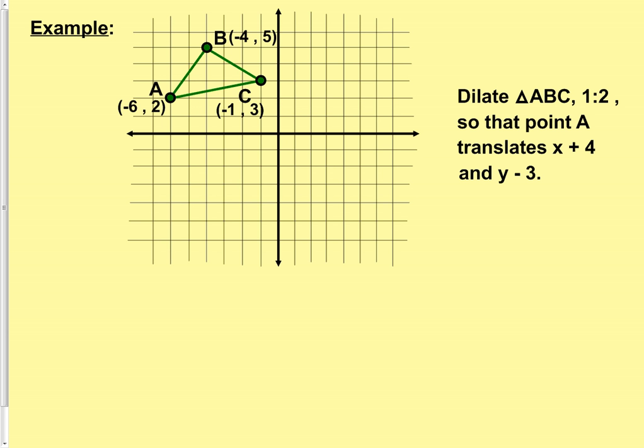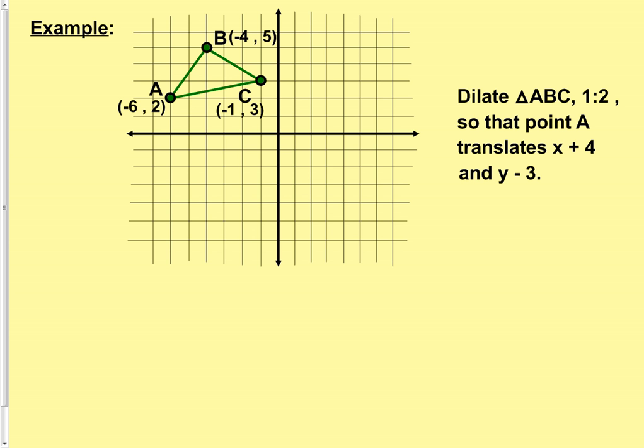All right, we'll look at another example. This time we're going to take the same triangle, triangle ABC, but this time we're going to dilate it by a scale factor of 1 to 2. And we are given instructions that the dilation is supposed to occur so that point A translates by way of x plus 4 and y minus 3. This is a typical dilation question. They're making us change the size of the figure, and they're also making us translate it as well.